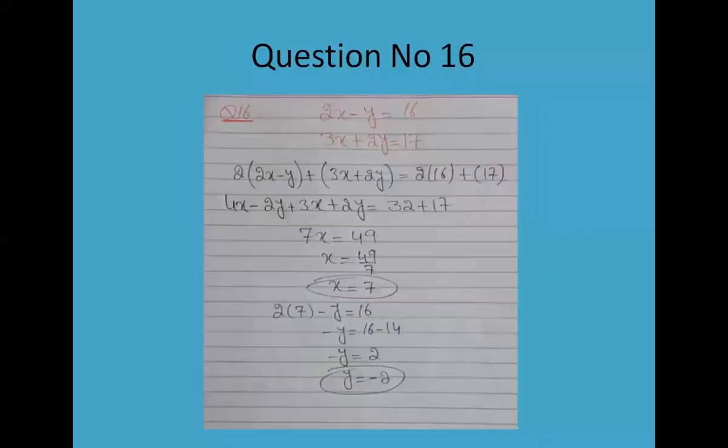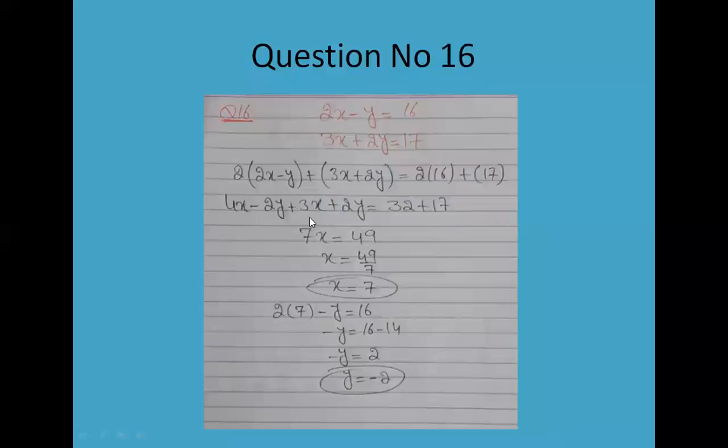Question number 16. I will multiply the first equation by 2 so that the coefficient of y in both the equations can be made the same. So 2 will multiply on both sides of this first equation. You have 2 bracket 2x minus y, bracket close, plus 3x plus 2y. So it will be 4x minus 2y plus 3x plus 2y.